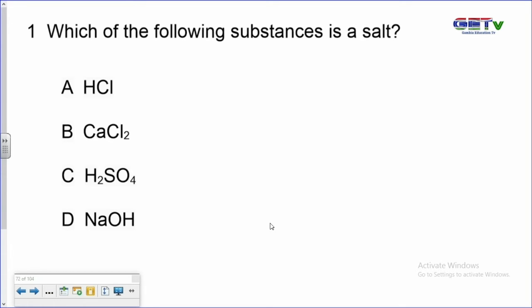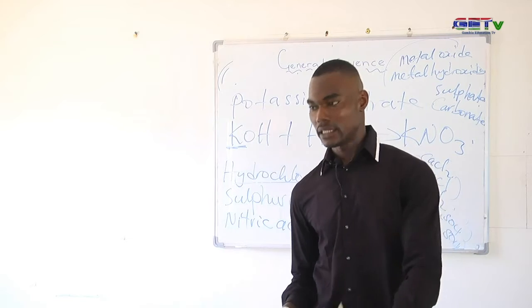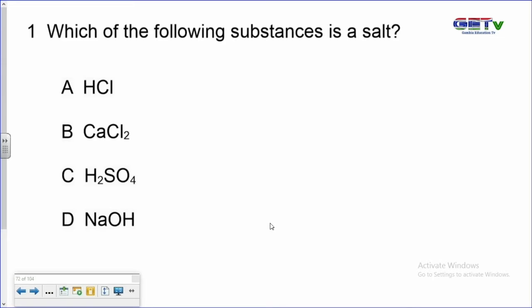The rest are not salts. HCl is an acid, H2SO4 is an acid, NaOH is a base. But CaCl2, that is calcium chloride, is a salt. So take note.